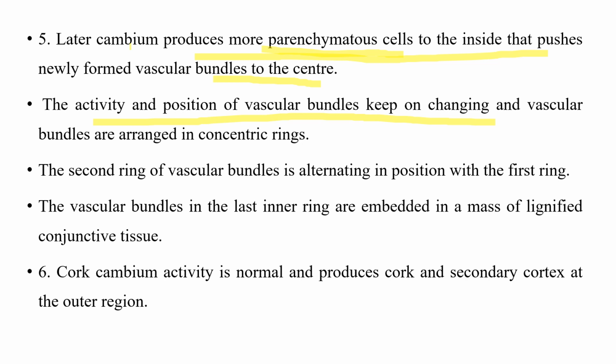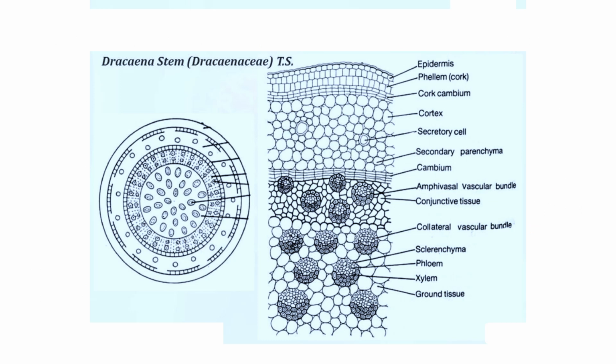The activity and position of vascular bundles keep on changing, and vascular bundles are arranged in concentric rings. The secondary ring of vascular bundles is alternating in position with the first ring. Vascular bundles in the last inner ring are embedded in a mass of lignified conjunctive tissue. Cork cambium activity is normal and produces cork and secondary cortex at the outer region. So, this is the transverse section of Dracaena stem.